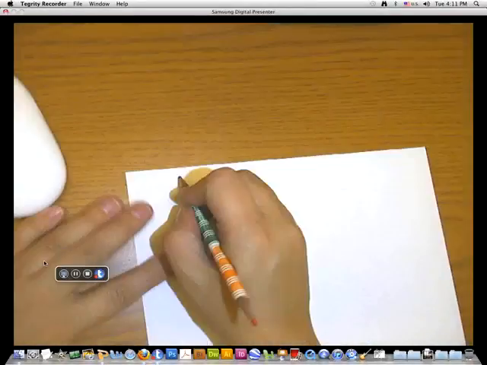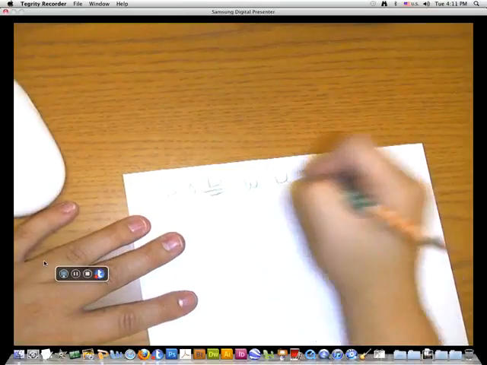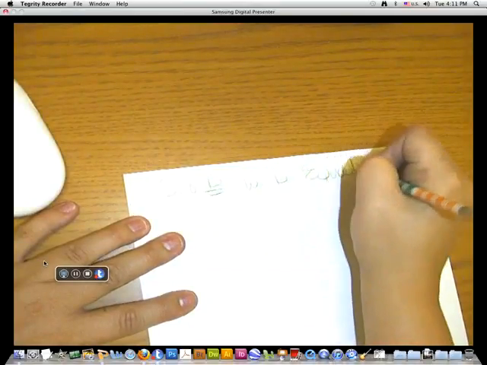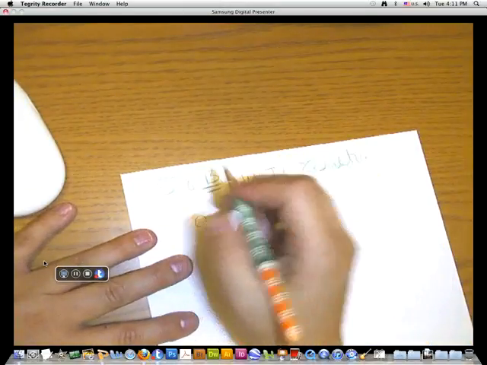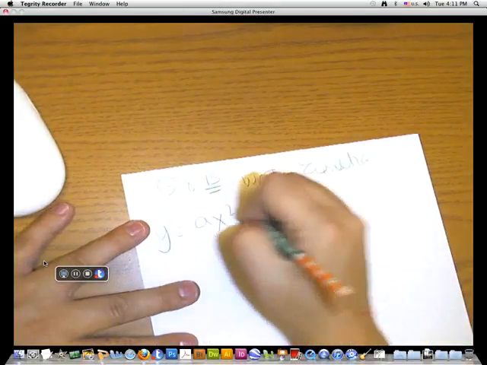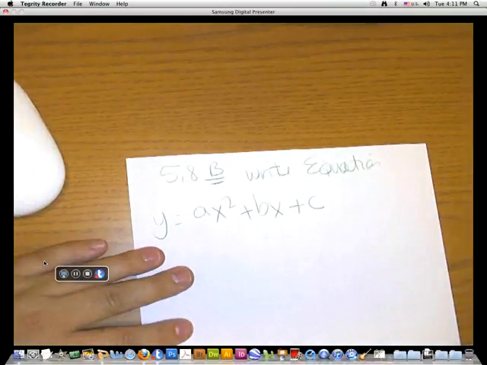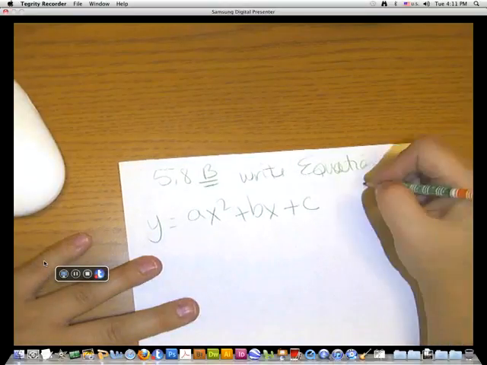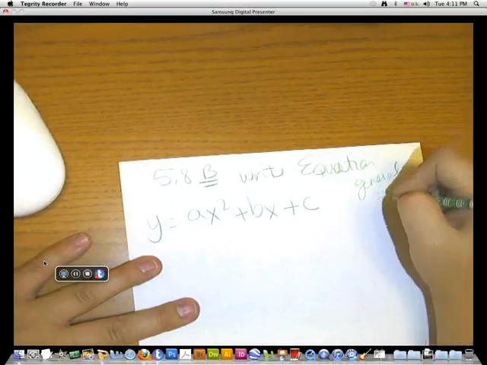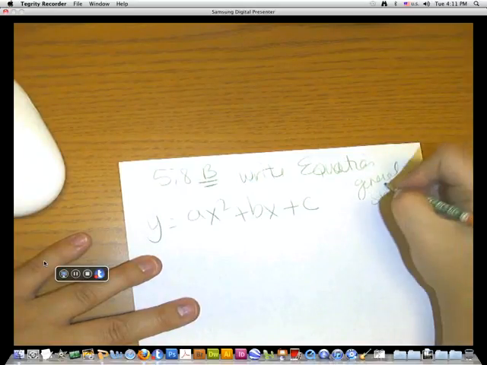All right, we have 5.8 part B. We're still writing an equation. This time we want to write the equation in general form, y equals ax squared plus bx plus c, or standard form. This is general or standard form.